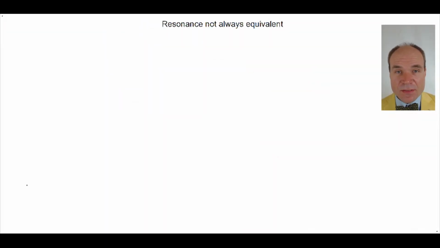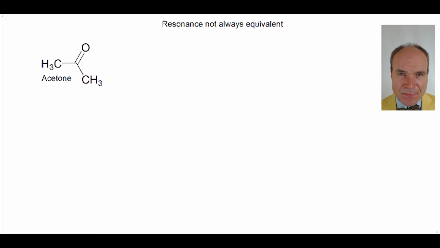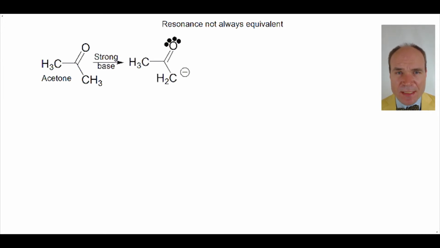Nitromethane and carboxylates have resonance forms that are equivalent to each other. But this isn't always the case, and sometimes resonance forms are non-equivalent. Here we have acetone. If we expose it to a strong base, we'll remove a proton, and this will leave behind a negative charge on the carbon. When we have a negative charge on the carbon, this is called a carbanion.